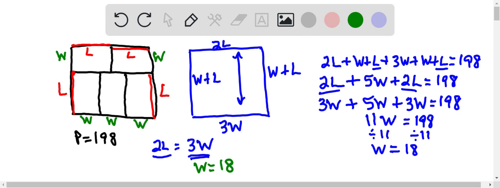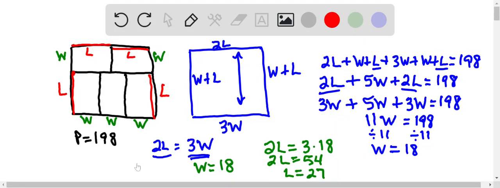which means 3 times W, 3 times 18 equals 2L. So 2L equals 54. Divide both sides by 2. L must be 27, which we had in red.